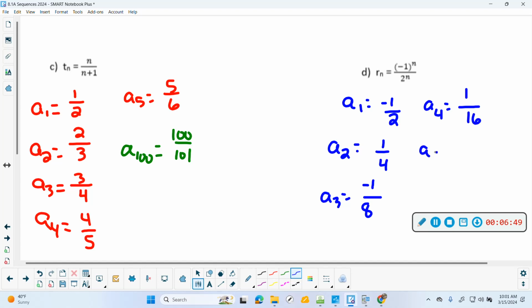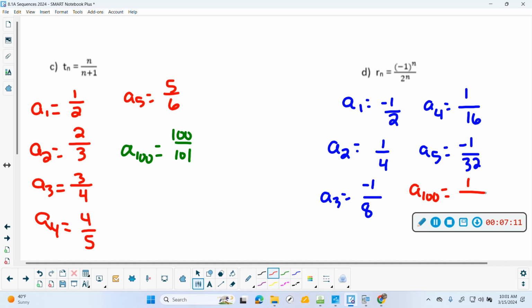And let's do the fifth term, of course. Negative 1 to the fifth power, odd exponent, negative 1. What's 2 to the fifth? 32. All right, and then we need that lousy 100th term. Oh boy. Okay, what's negative 1 to the 100th? 1.